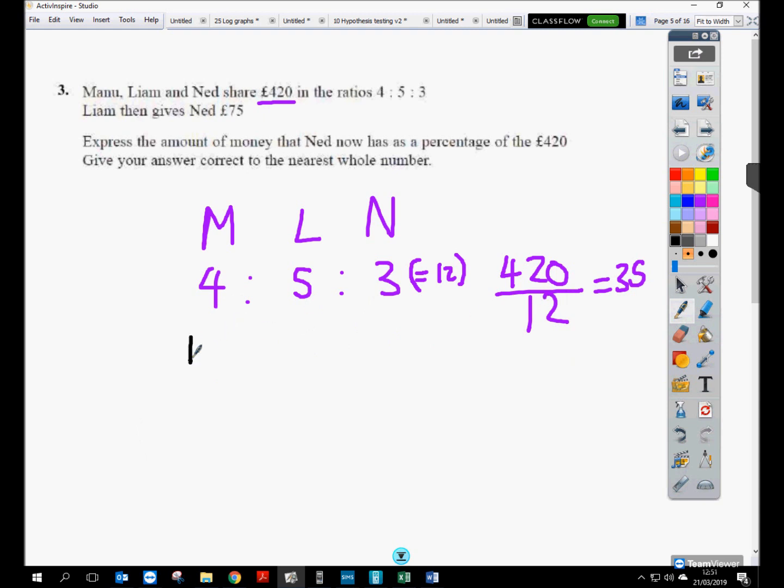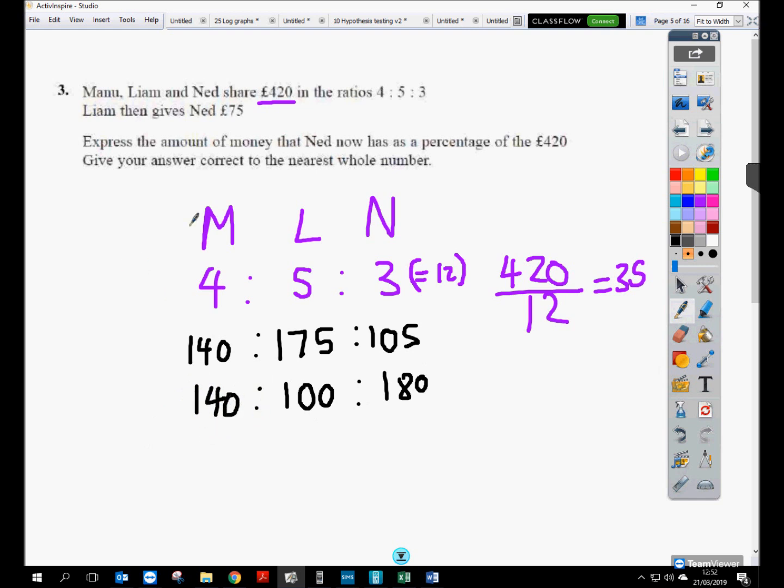So 4 times 35 is 140. 5 times 35 is 175, and 3 times 35 is 105. And if I add all of these numbers together, they will add up to make 420. Liam then gives Ned £75. So Liam's amount of money is going to go down by £75 to £100, whereas Ned's is going to increase by £75 to £180. And the other chap has the same amount.